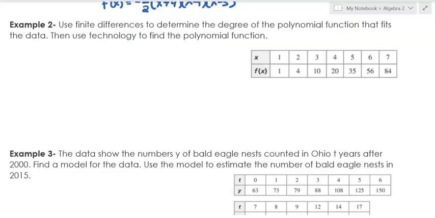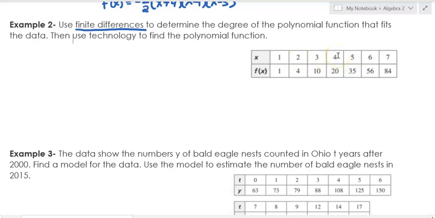All right, now we're going back to example 2. It says use finite differences to determine the degree of the polynomial function that fits the data. So how you use finite differences is you take the data, and they have to go in a pattern with the x values going like 1, 2, 3, 4, 5, or going by twos. They have to be evenly spaced x values.